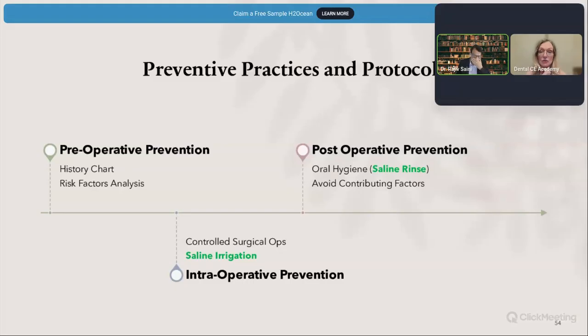Is it recommended to use the Red Sea salt 24 hours after extraction? Oh, yes. I mean, definitely you can use it after 8 hours of extraction.